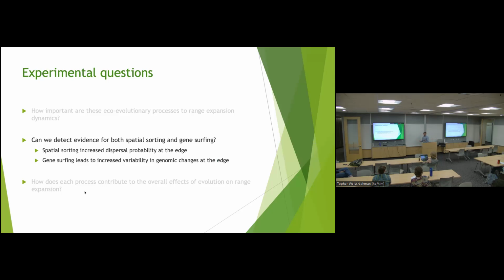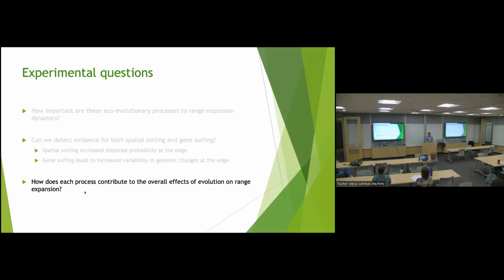This suggests that this gene surfing mechanism could be quite important in explaining why we see much greater rates of variability in distance spread in these populations. So the last thing I want to touch on is really digging into the question of how each process contributes to the overall effects of evolution in range expansions. And this is where we're getting into some of our ongoing work in the lab.